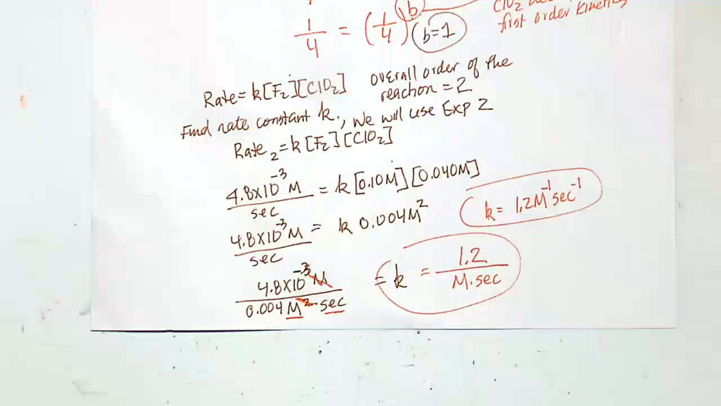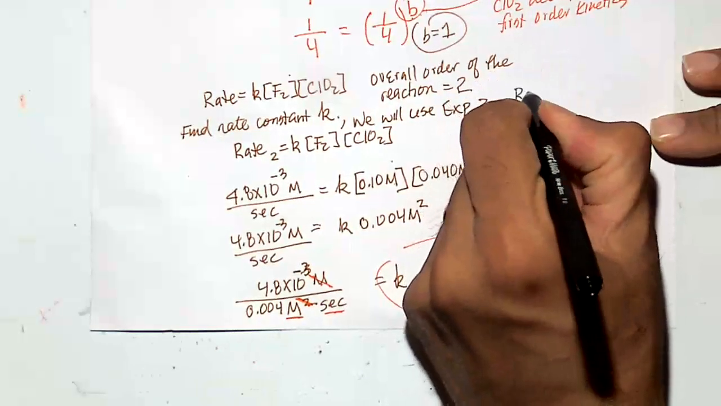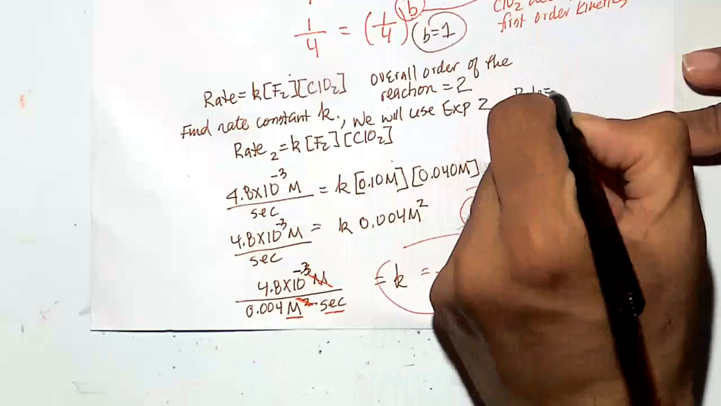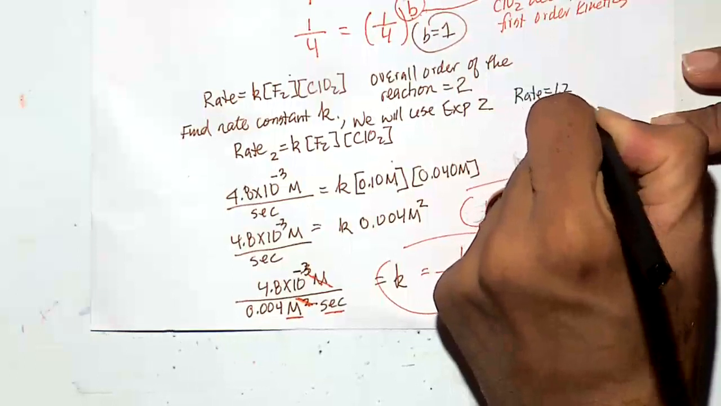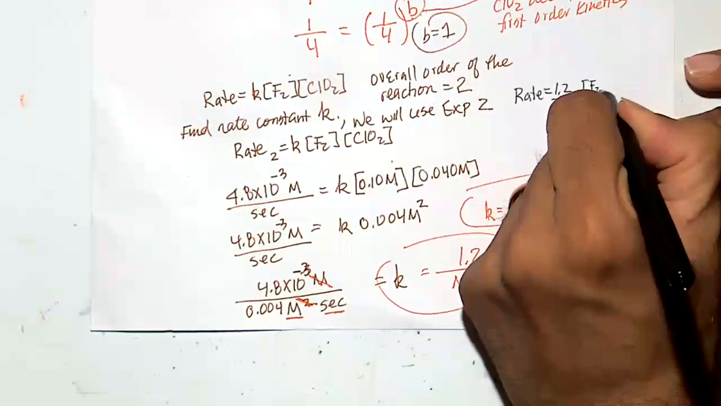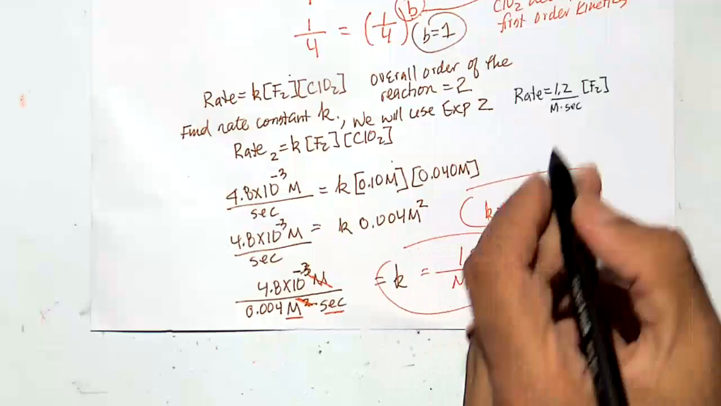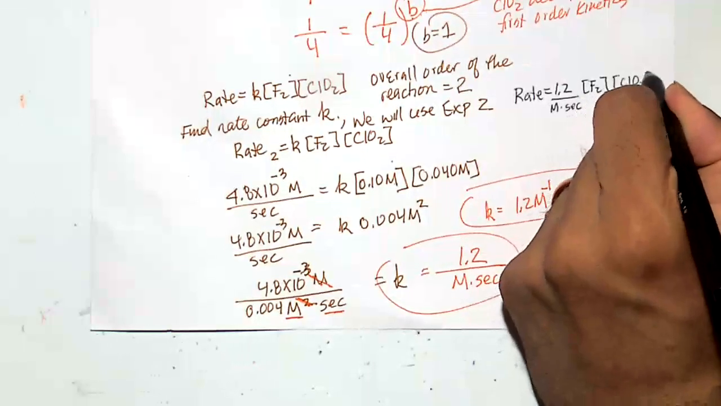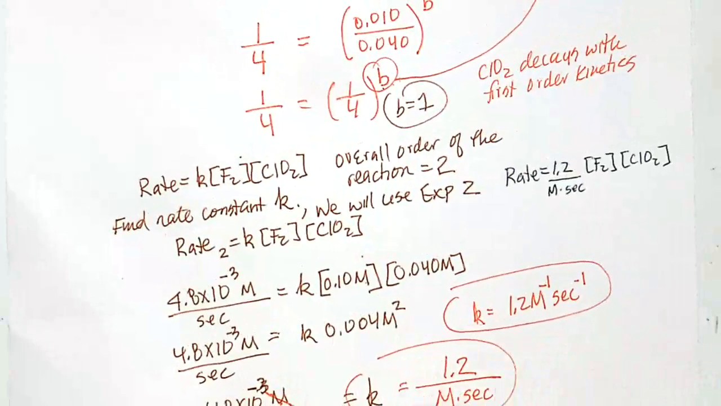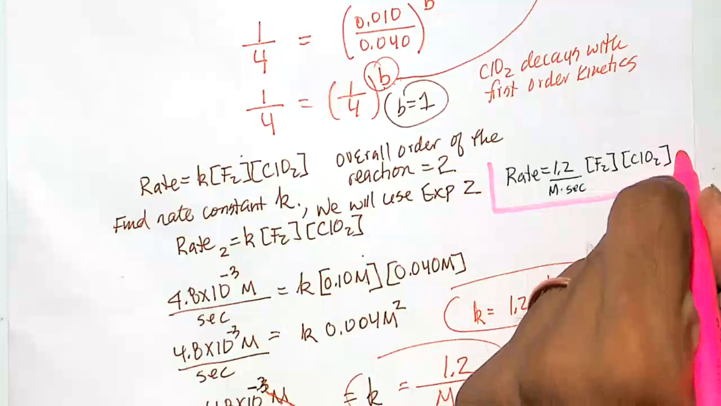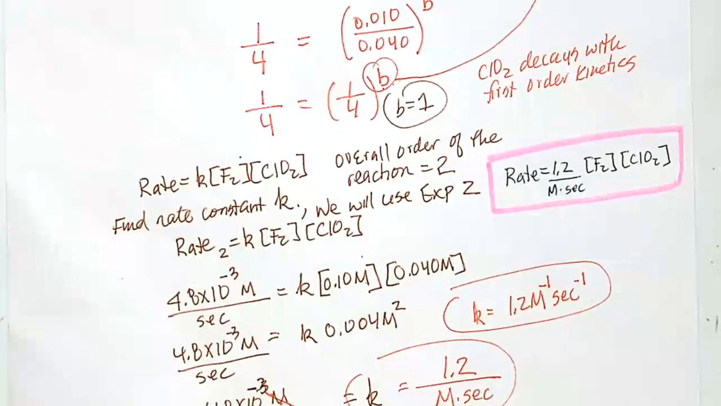So what's our final answer that you'll report? Our final answer is rate equals 1.2 divided by M divided by seconds times F2 raised to the first power times ClO2 raised to the first power. This is the answer you're going to put for full points. It's the full correct answer. Final answer is this.